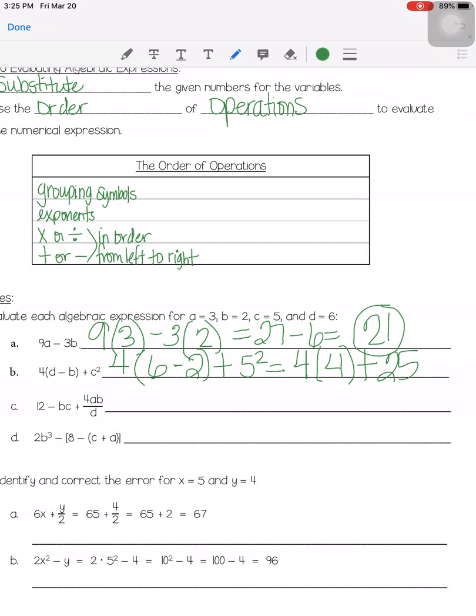Then we follow our order of operations again. So we get 4 times 4, which is 16. And then we add 25 to that, and that equals 41. All right. Moving on to example letter C.